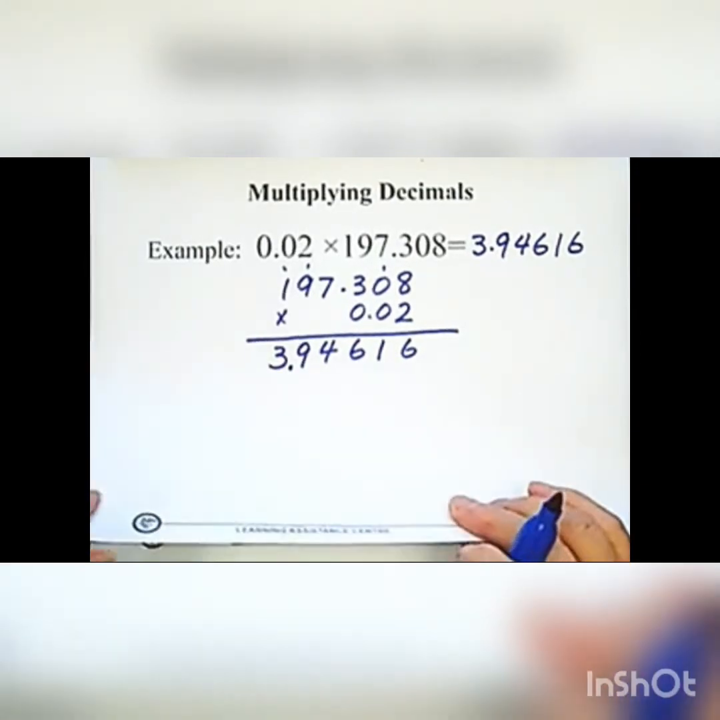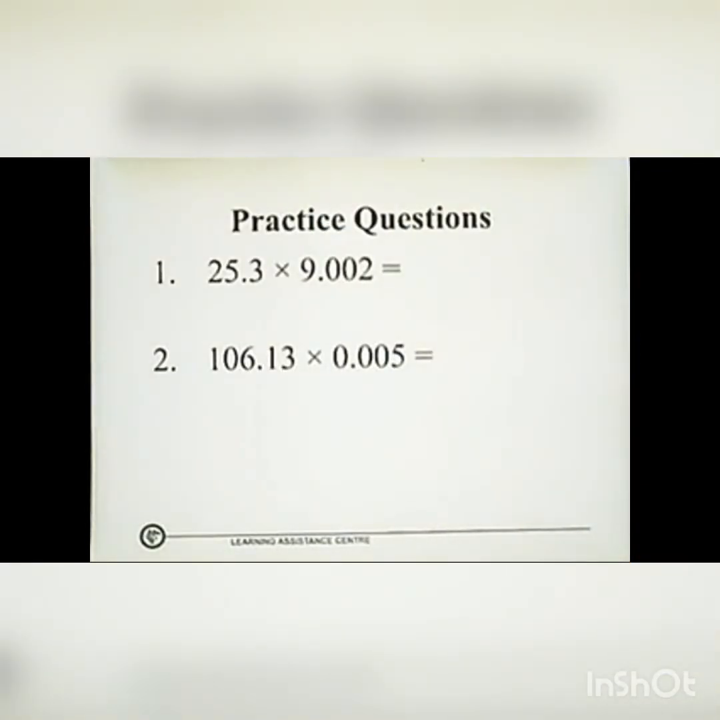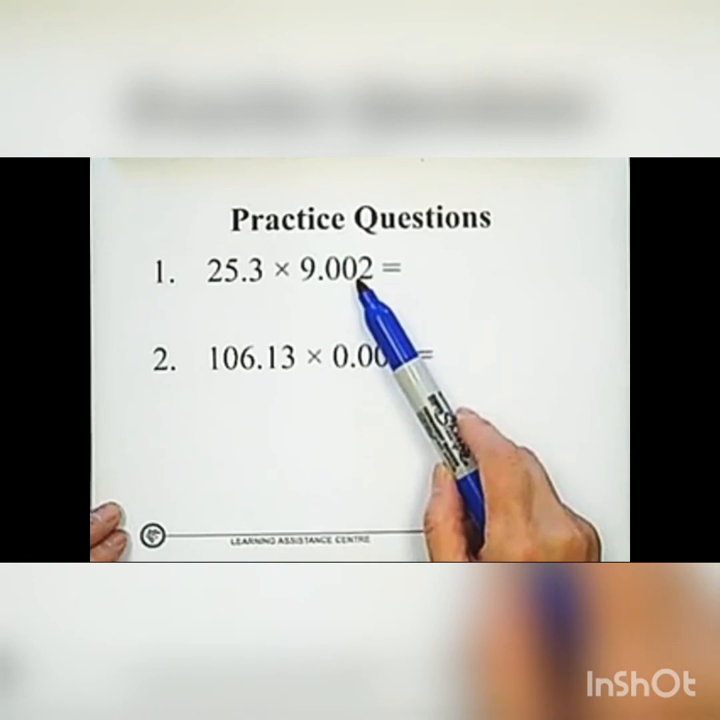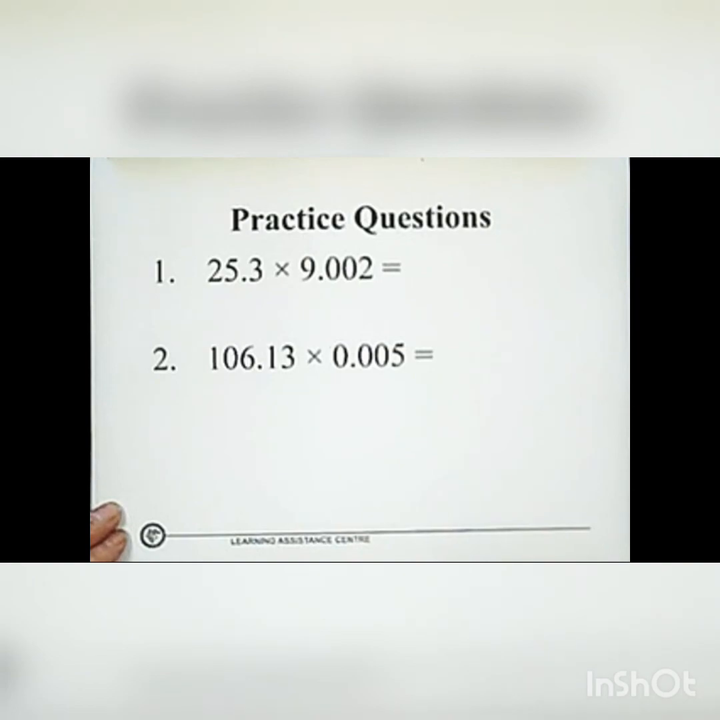Now we are taking one more example. These are the practice questions. You can do them yourself. You can check 25.3 multiplied with 9.002. So do simple multiplication first, and then count the numbers after the decimal and then put the decimal. So thank you, students. In this way we will do multiplication in decimals.